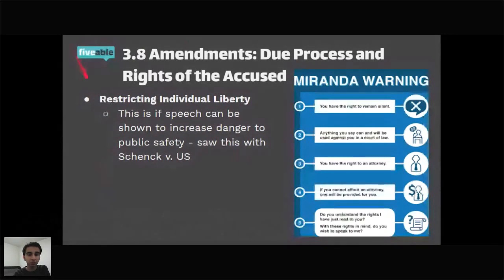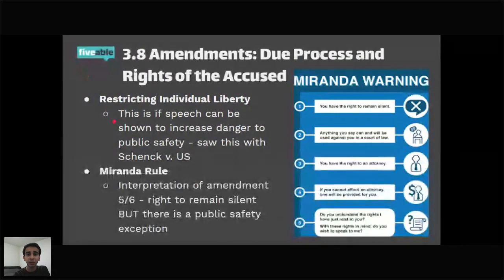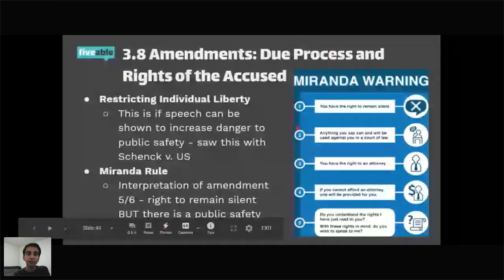So one thing that you want to remember and probably have heard before is the Miranda warning or the Miranda rule. Basically, it's saying that you have the right to remain silent, but there is a public safety exception. So kind of two-sided, I guess. You can see the full thing right here, but the right to remain silent means that you're protected from self-incrimination, so you can't be forced to say something against yourself. On the other hand, let's say you say something about yourself, but there's truly a danger to public safety and it's a big case and that applies, then there is an exception to the Miranda rule.